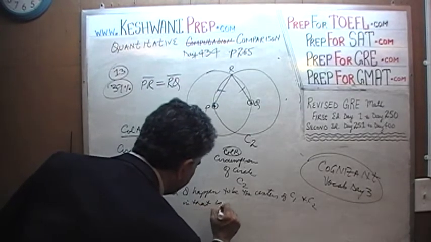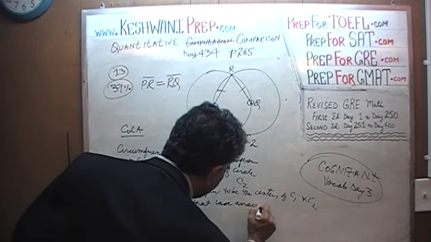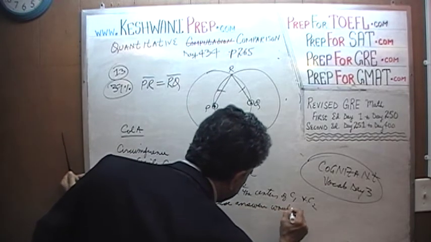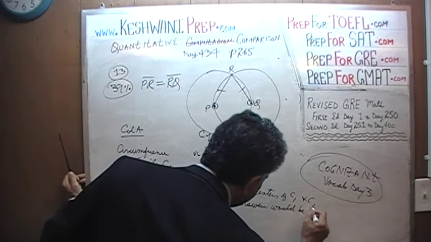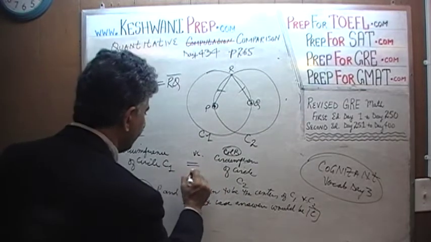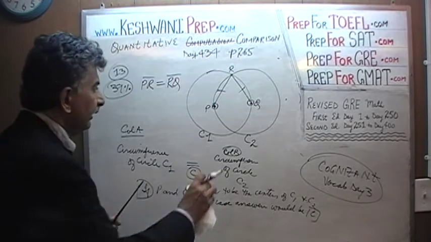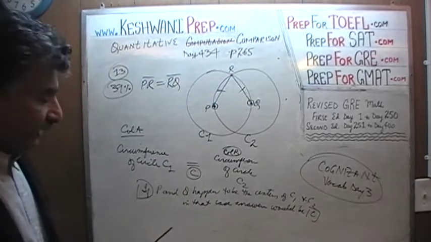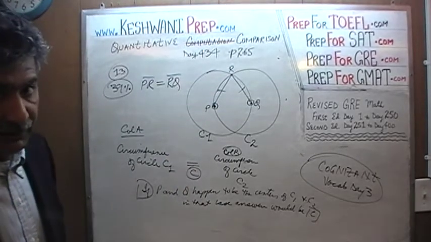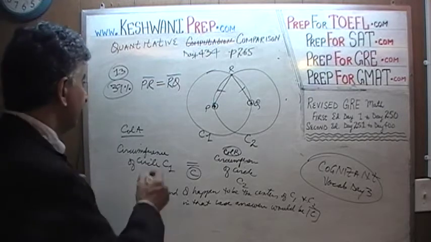in that case, the answer would be C. They would be equal. The answer would be C. But if P and Q are not the centers, then the answer would not be C.